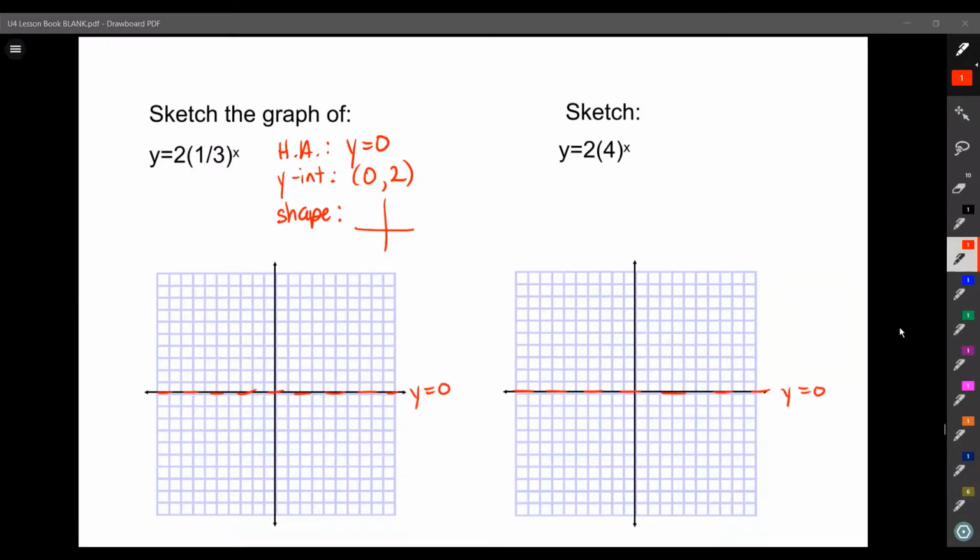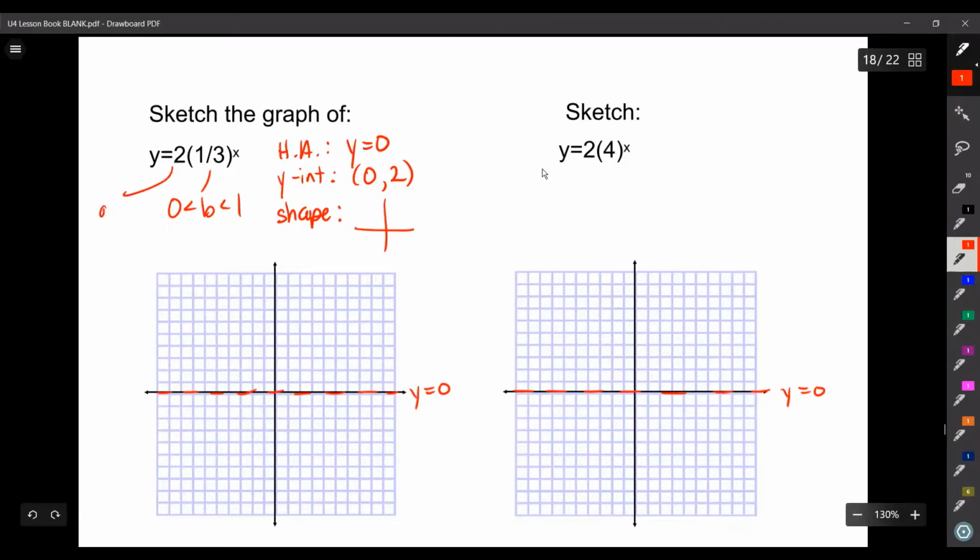It'll be decay, yes. That's because B is between 0 and 1. So this must be above the asymptote, and kind of going downward. So we're going to plot the Y-intercept at (0, 2), and then just pencil in the general shape of this graph. This is just a basic sketch.